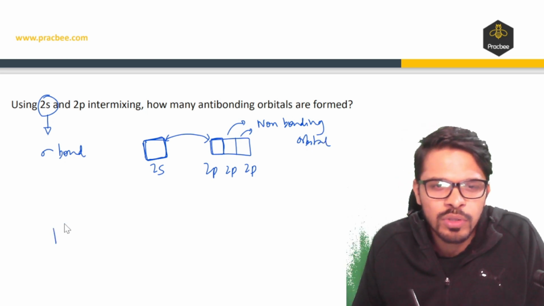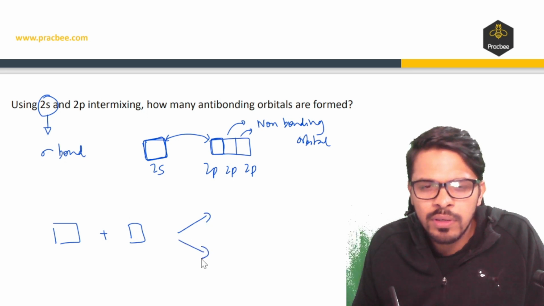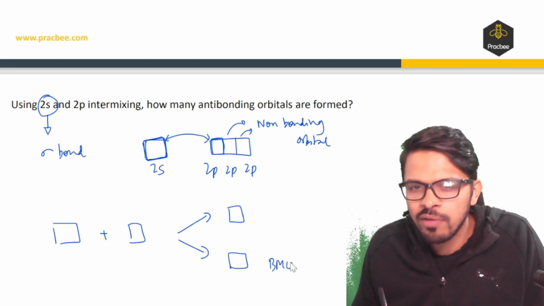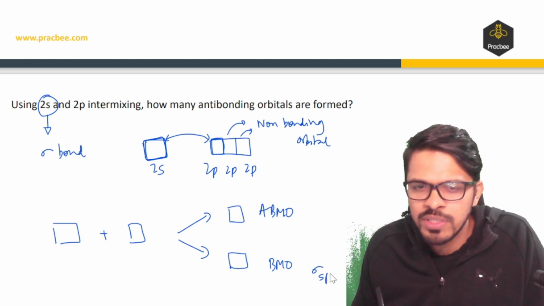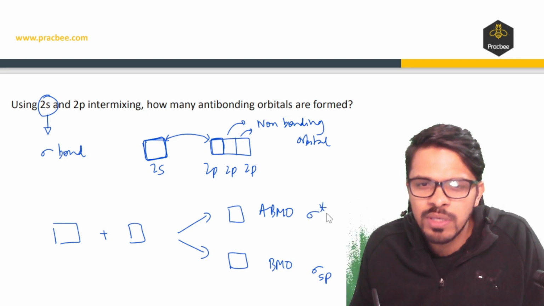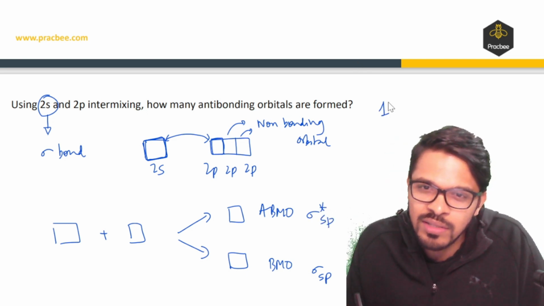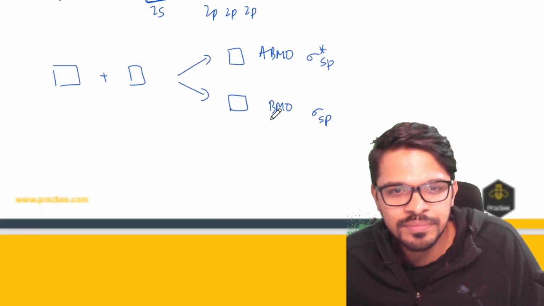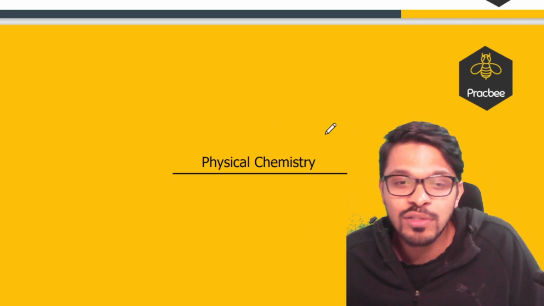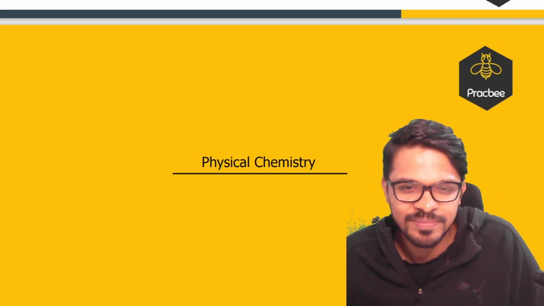Now if we talk about the two orbitals 2s and 2p, I will have two cases. I will have a BMO and I will have an ABMO. If you want to name them, you can say this will be sigma sp and this would be sigma star sp. So one bonding and one anti-bonding. So the answer would be one anti-bonding orbital. Right? So that is all about inorganic chemistry. Let's move to physical chemistry.